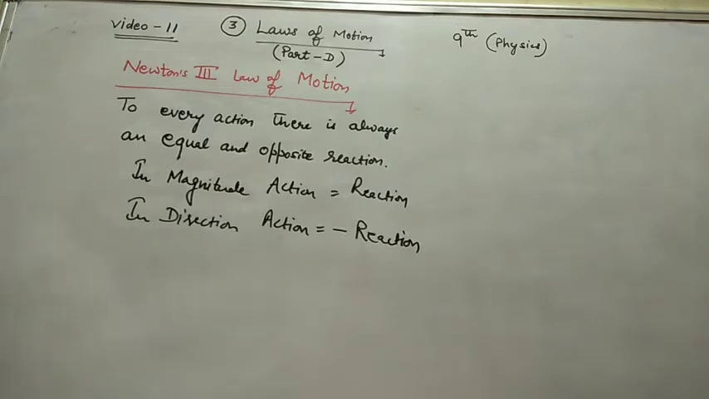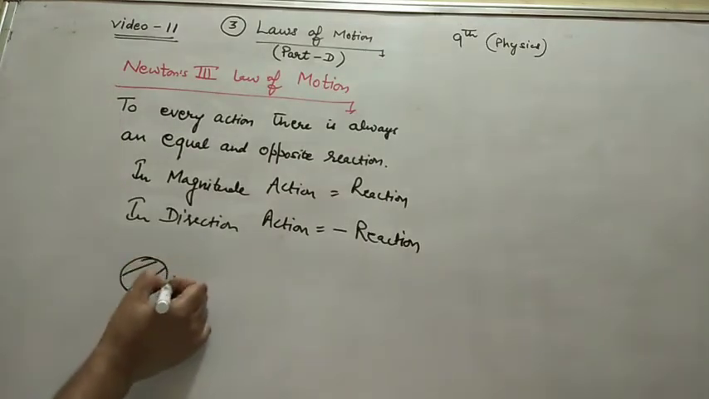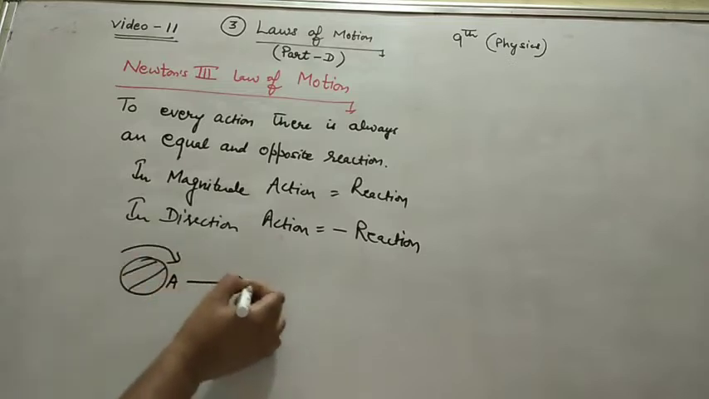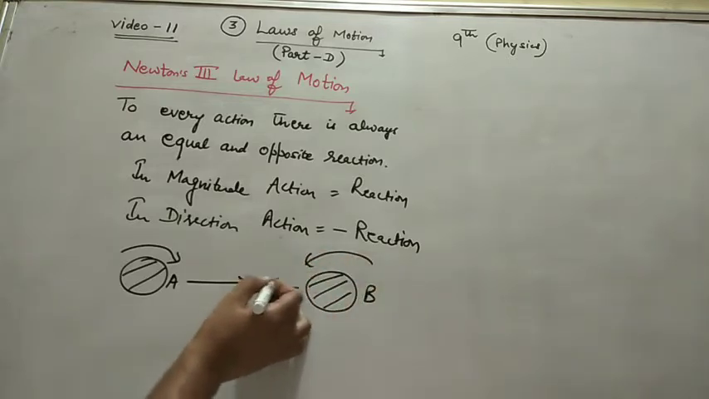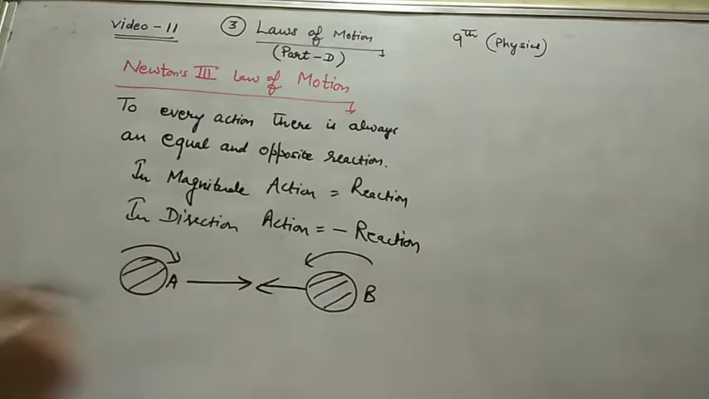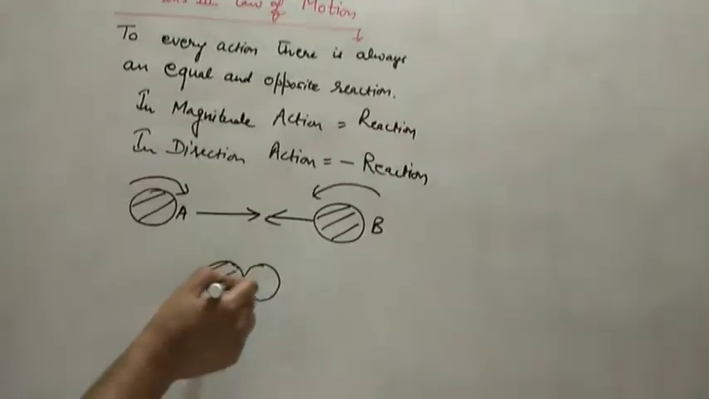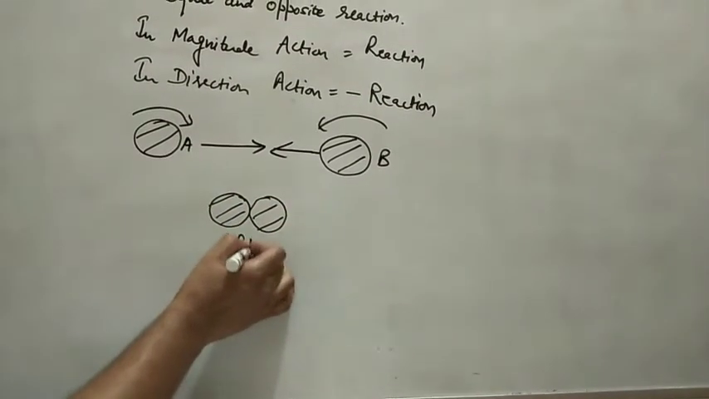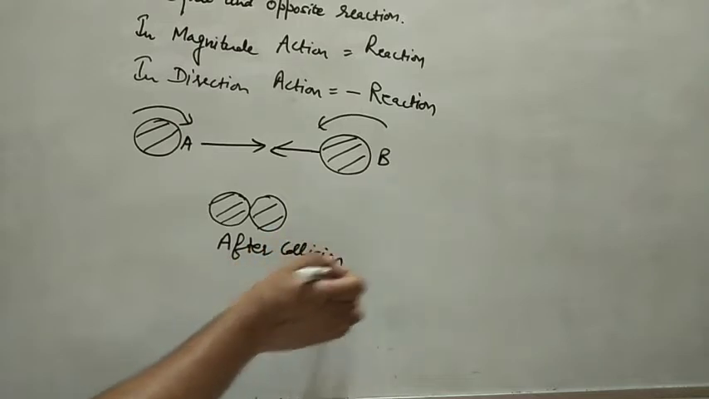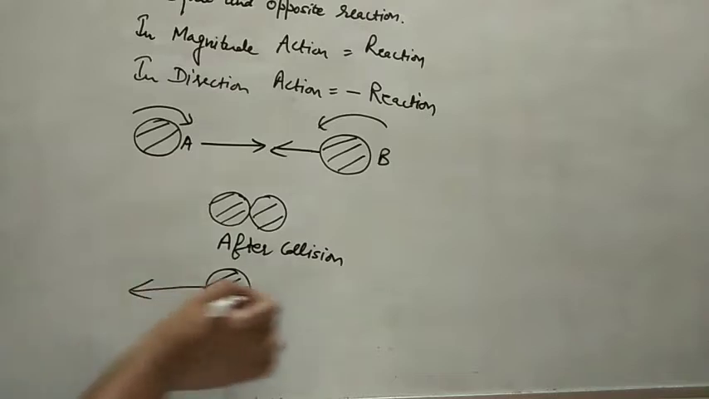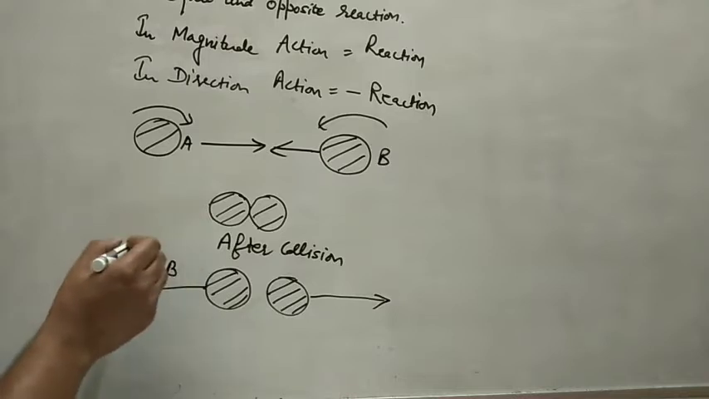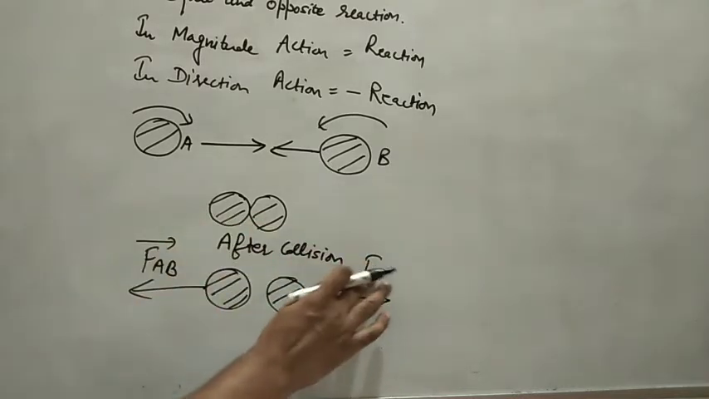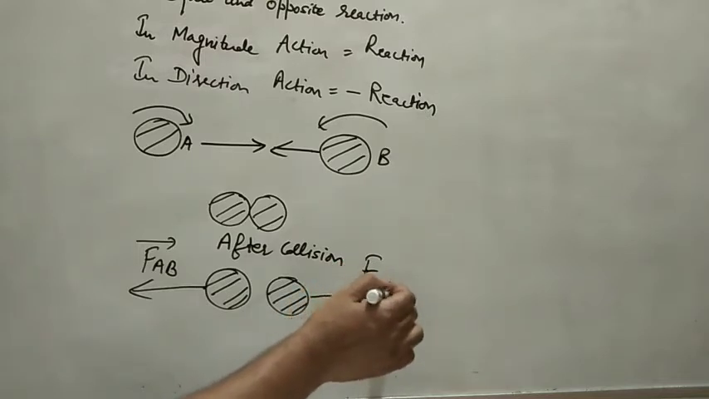So a number of examples are there. For example, if body A is moving towards the right side, left to right, and another body B is moving from right to left, when they collide, after collision they both will move in opposite directions. This one will experience FAB, and this second ball will experience FBA.